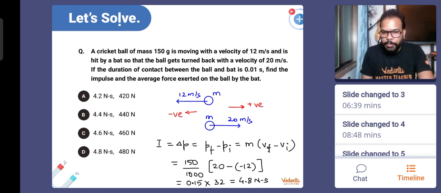You can do the maths. Calculations you can do, obviously. And this is not just impulse. This is also the change in momentum. How will I calculate the force? I'll just divide this by the time.